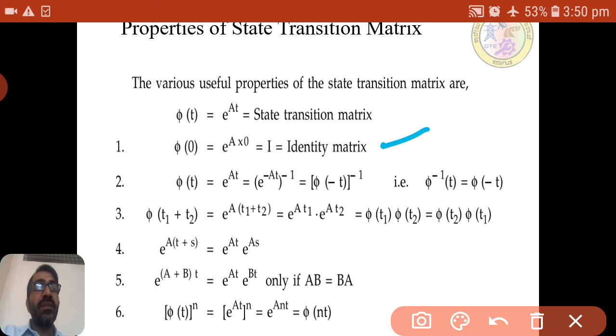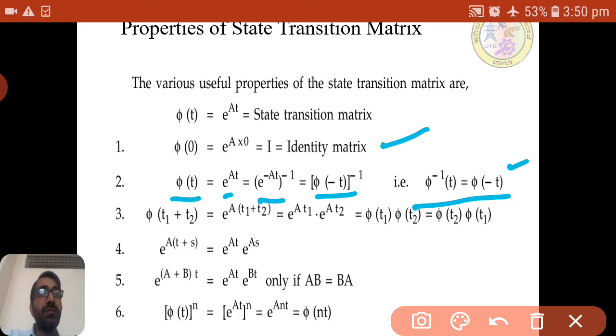Then the next one, the pi of t, we know that it is e raised to at, and if we write e raised to minus at, that is the inverse. So e raised to minus at we can give as pi of minus t, and pi of t raised to minus 1, the pi inverse of t, we can write as pi of minus t.